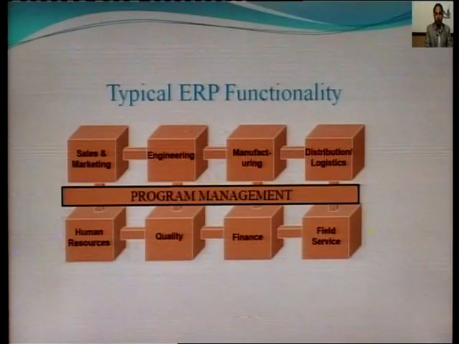Typical ERP functionality: sales and marketing, engineering, manufacturing, and distribution logistics. These are the top layers of an ERP system. Human resource, quality, finance, and field services are the lower level of the ERP system. There is one middle layer that is called program management. This layer is the program management layer.